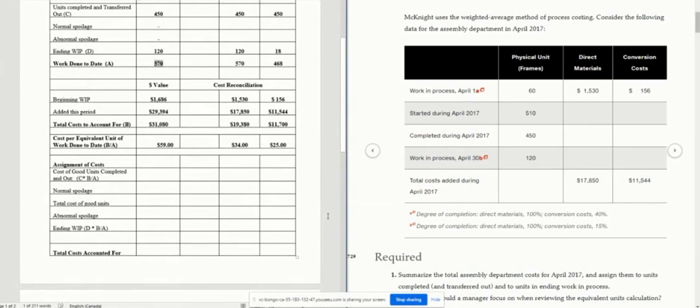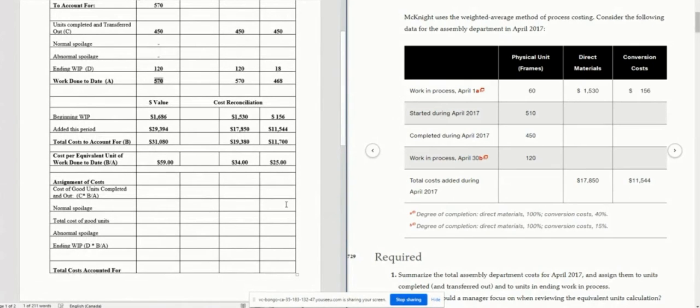Okay, now the thing is, this is all preamble. I've got my product, what happened to it, and I figured out my cost per unit. So now I'm going to use that information to provide good, useful information to our managers and for our accountants. So what's the cost of good units completed?